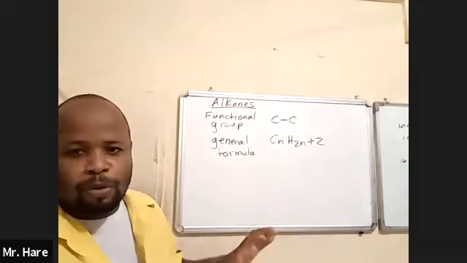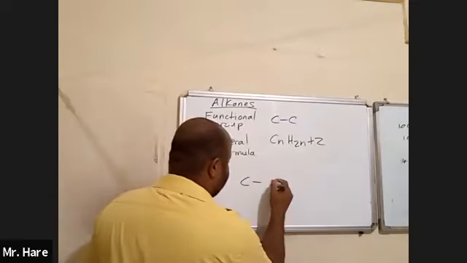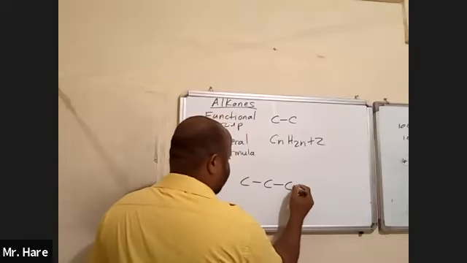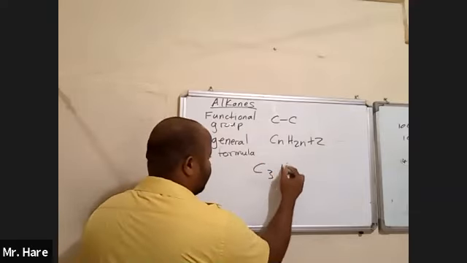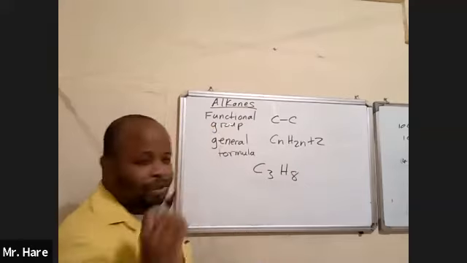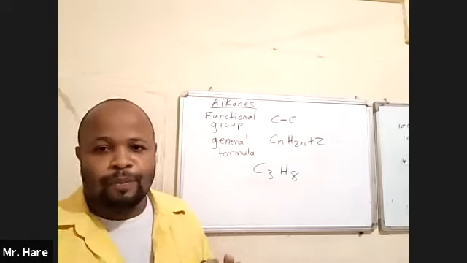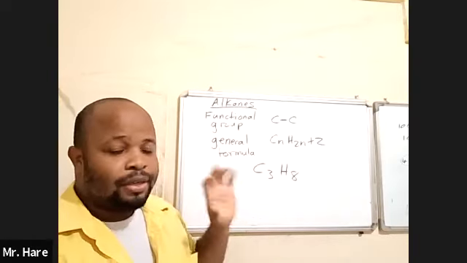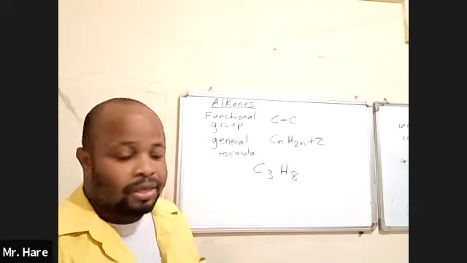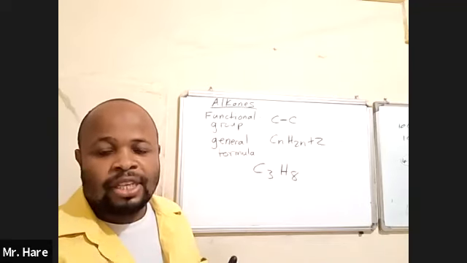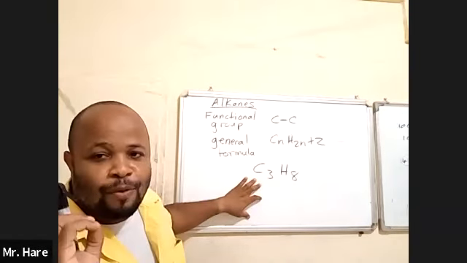I'm going to put 2 compounds on the board and we name them. Generally, when you're naming an organic compound, the name has 2 parts. The first part of the name tells you how many carbon atoms are present. The second part of the name tells you the functional group.